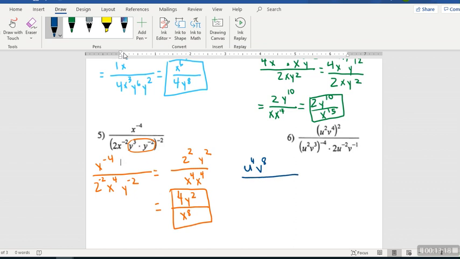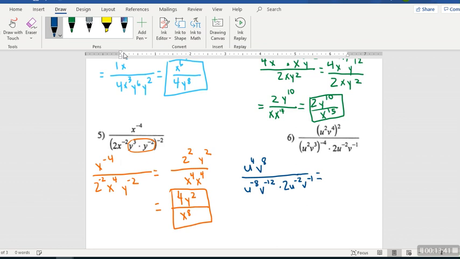Everything in this set of parentheses gets raised to the negative 4th power. So u, 2 times negative 4, negative 8. v, 3 times negative 4, negative 12. And times 2u to the negative second, v to the negative first.